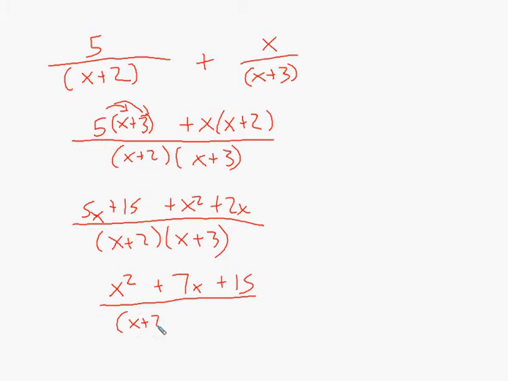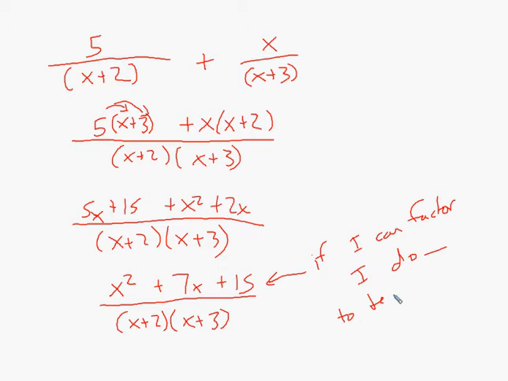Would we want to factor that out? Which brings us to our next point. If I can factor, I do. Why do I? To test for canceling. Remember, the last step of any fraction problem is to reduce, and the way to reduce these is to factor and cancel. This happens to not be factorable, so I am done at this step.